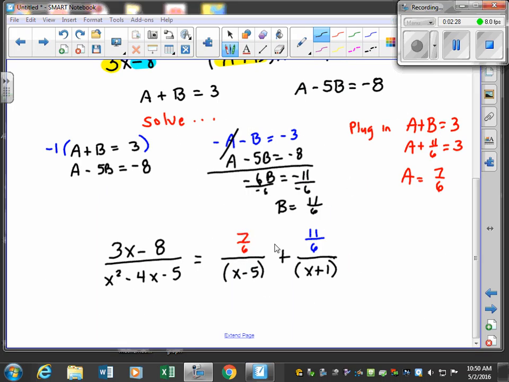Okay, just to see it. Now this could be simplified to a different format as well, but I want you to distinctly see your A and your B there, and this will be our partial fraction decomposition.